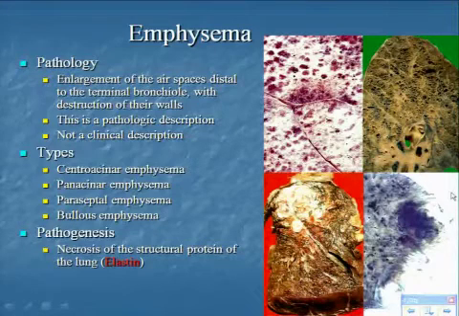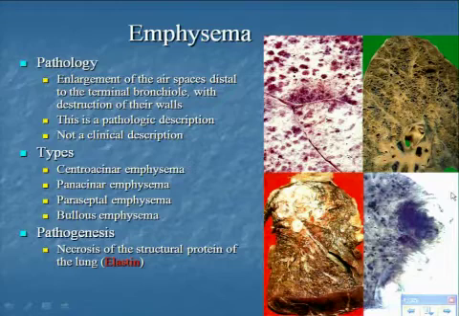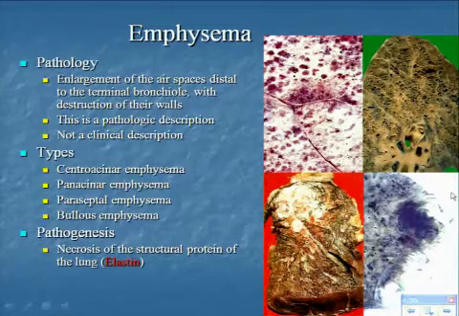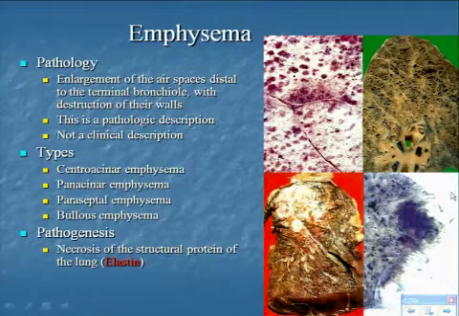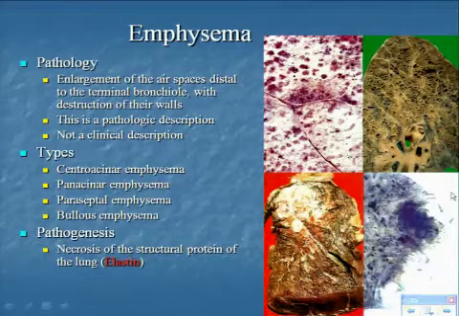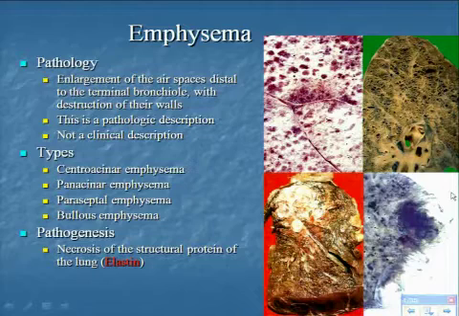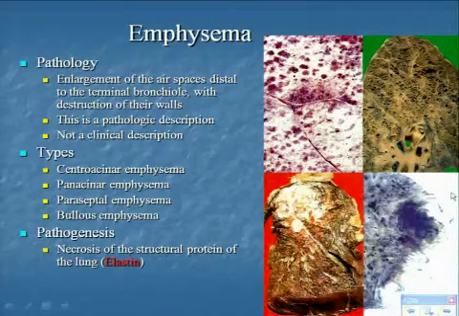Types you see are centriacinar emphysema, panacinar, paraseptal, and bullous emphysema. Bullous emphysema is the most dangerous for us because it means that there are areas of the lung that are actually bullae, which means that they're big bubbles. If you ventilate these individuals, you can rupture those bubbles, and you can get a very rapid tension pneumothorax in your hands. So it's a little scary, to say the least. It's a necrosis of the actual structural protein in the lung called elastin.